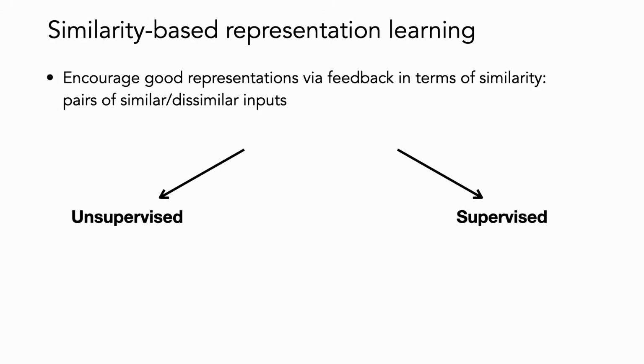One of the high-level ideas that has had a lot of traction here is explicitly encouraging good representations via feedback in terms of the similarity of data. So you have pairs of either similar or dissimilar inputs. You're not just looking at one example at a time. You're looking at 2 or maybe 3 examples and giving information to the model about what should be similar and what should be dissimilar. So why might this be different than just looking at one image at a time?